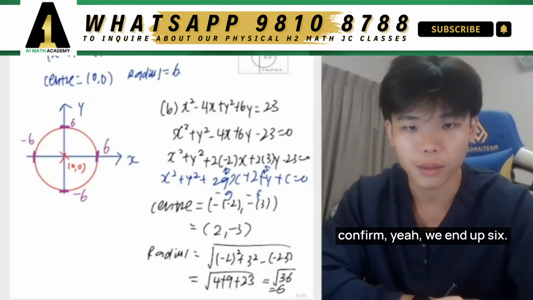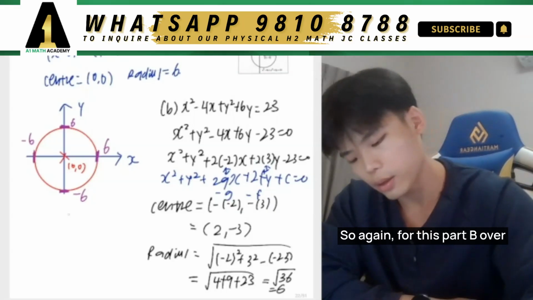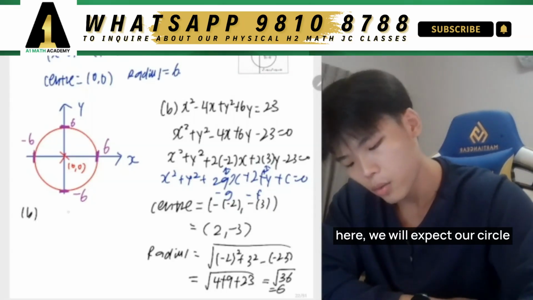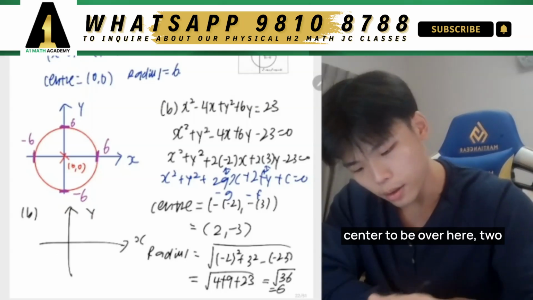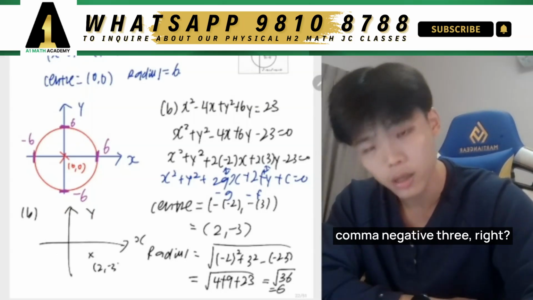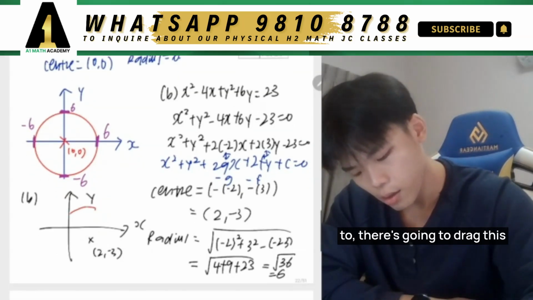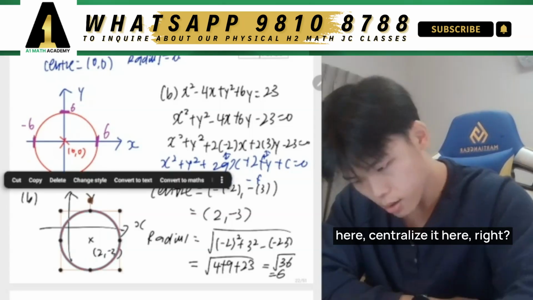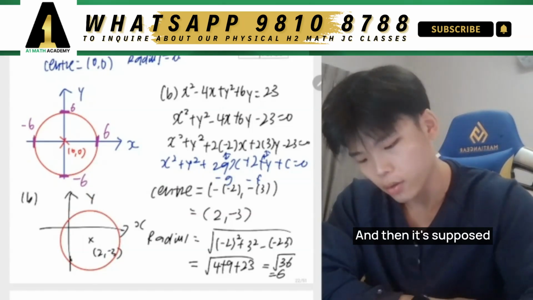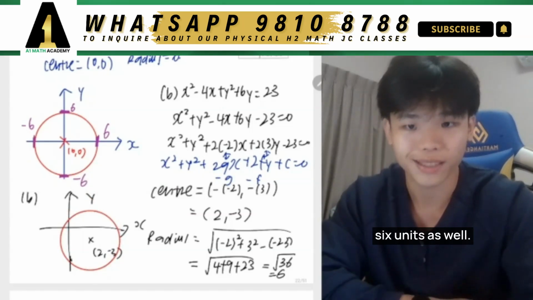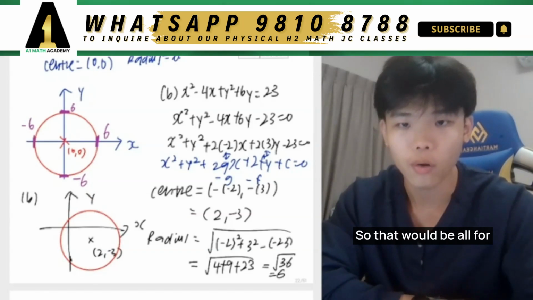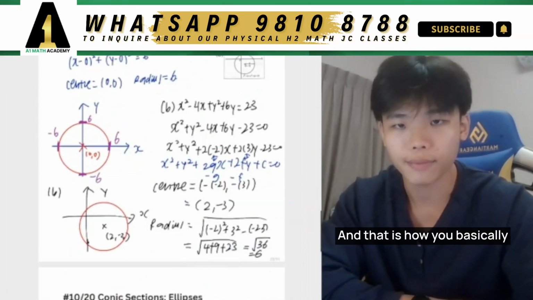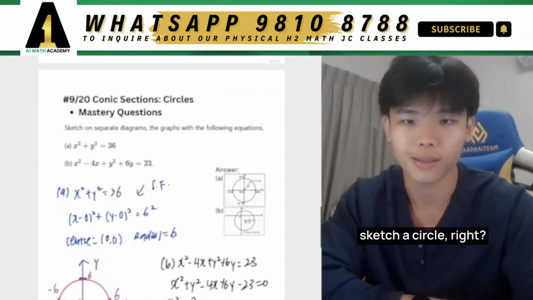Once again, let me just double confirm. Yeah, we end up with 6. So for part B over here, we will expect our circle center to be at (2, −3), and I'm just going to drag this here and centralize it. It's supposed to have a radius of 6 units as well. So that would be all for this portion, and that is how you basically sketch a circle.